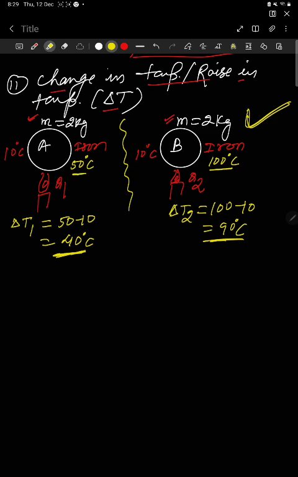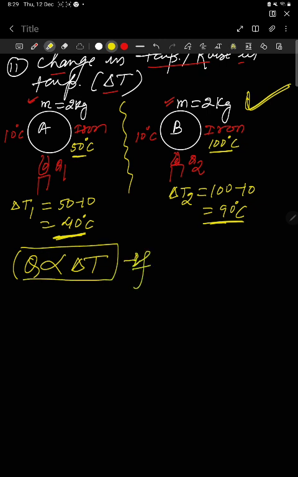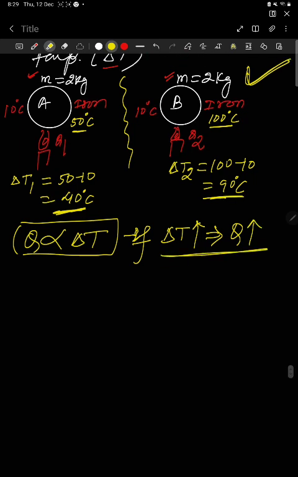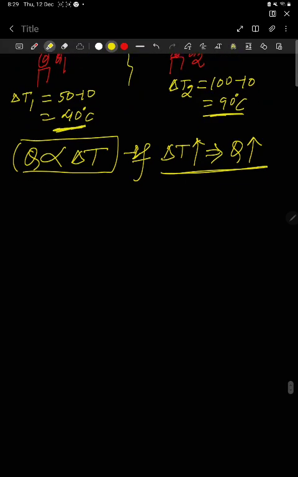So Q, the amount of heat energy supplied on a body, is also directly proportional to change in temperature delta T. So if delta T, the change in temperature, is going to increase, the amount of heat energy supplied to the object is also going to increase. So this one is the second factor on which the amount of heat supply depends.